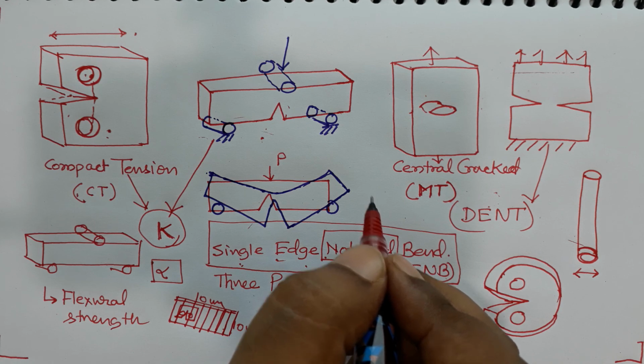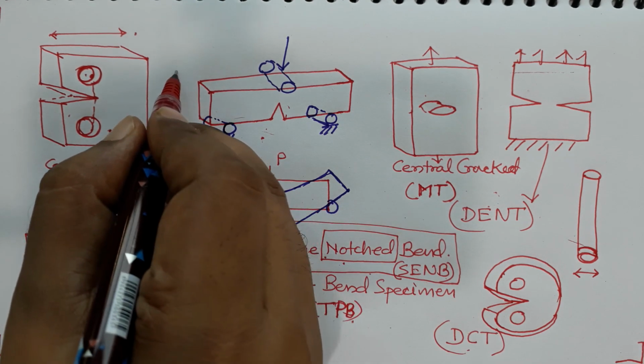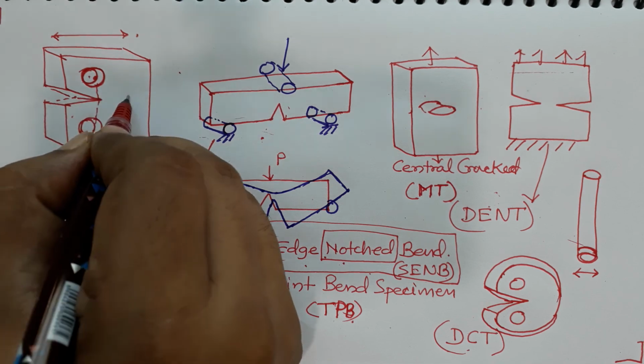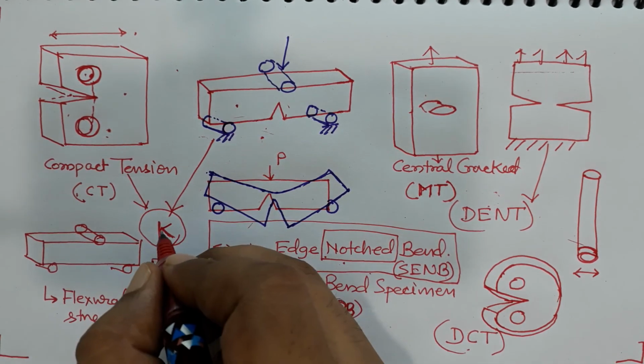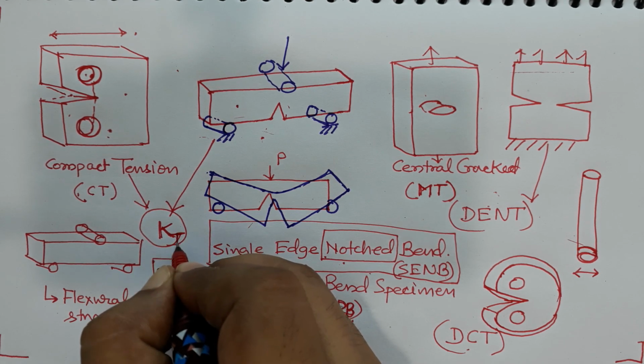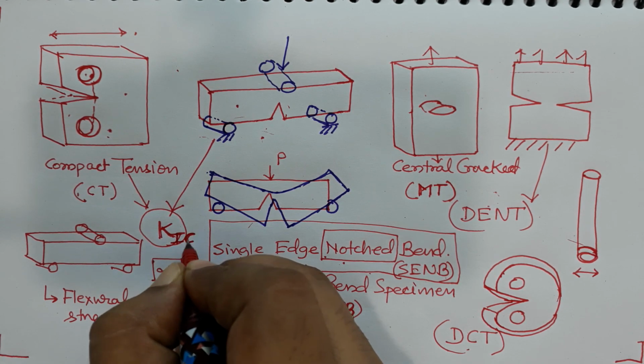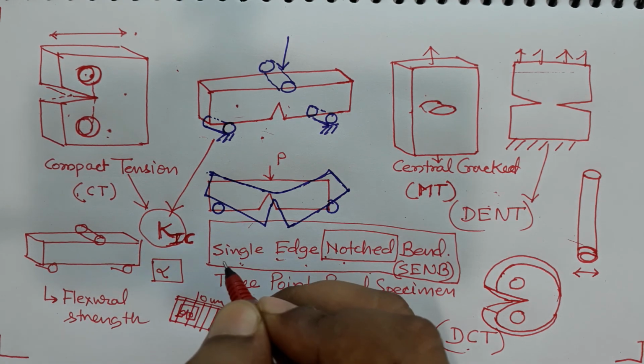Of course, we are not talking about the effect of thickness. If we test this specimen or that specimen, we must make sure that it is in plane strain condition as long as K1C is concerned. K1C has to be tested in plane strain condition.